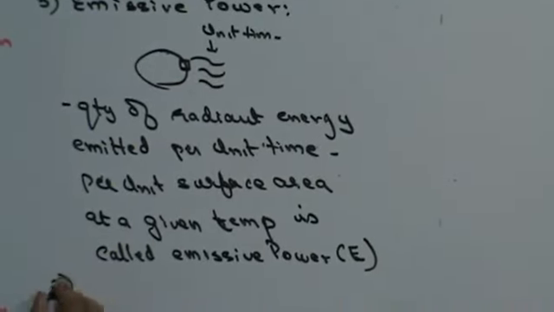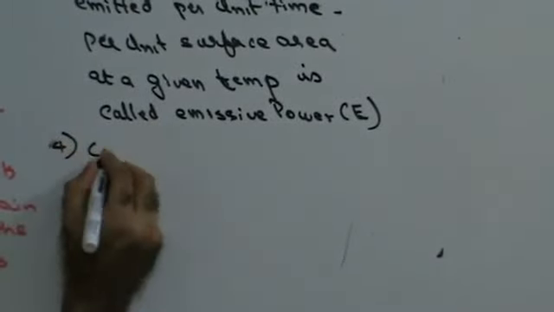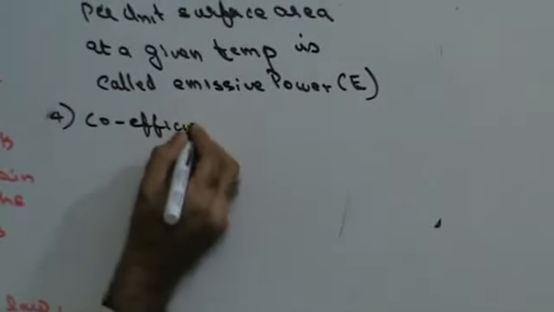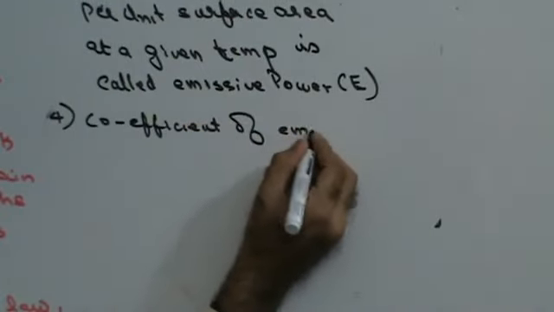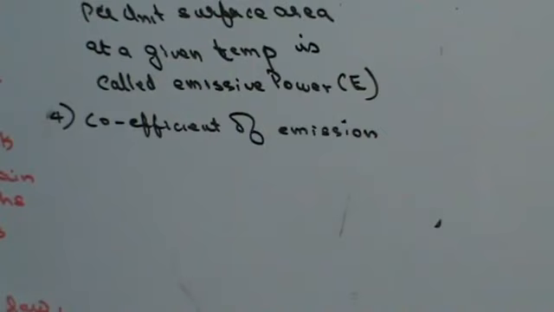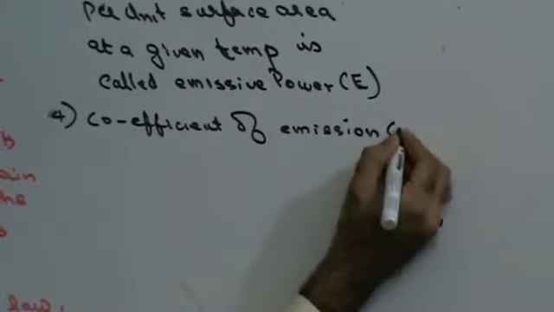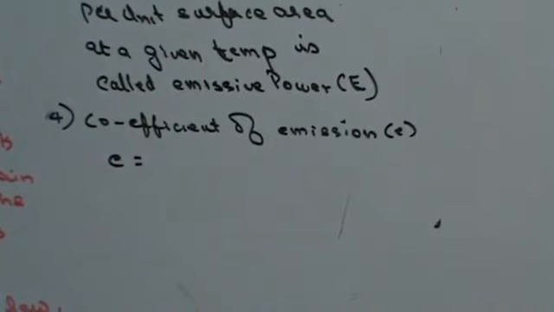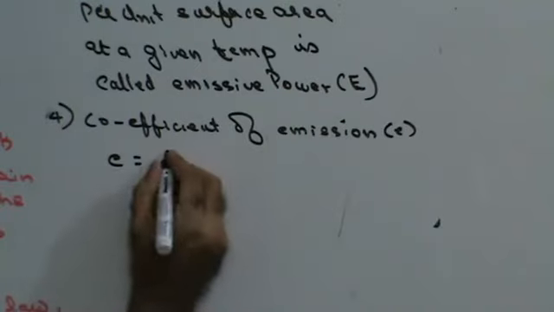Next, what do we understand by coefficient of emission? Simple. It is represented by small e. Coefficient of emission is the emissive power of a body to the emissive power of a black body. Someone was asking me this question, that sir, why are we studying about a black body when practically a black body is not present? We are studying about a black body because we need this here.